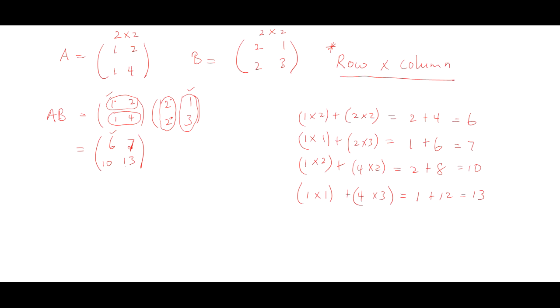So the product AB is 6, 7, 10, 13, right? And you see this here? This is what I've done here. You need to know exactly what I'm doing. These are the steps. That's how I got the 6, the 7, the 10, and the 13. So keep in mind it's row by column. Let me do another example.